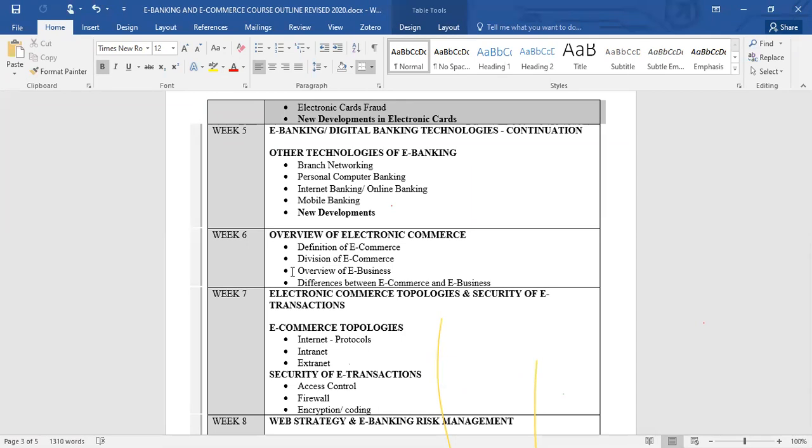And under the electronic commerce topologies, we'll look at the 3 main electronic commerce topologies. That is the internet, the intranet, and the extranet. We'll look at how these work and how they aid electronic commerce. Then we will consider security of electronic transactions.